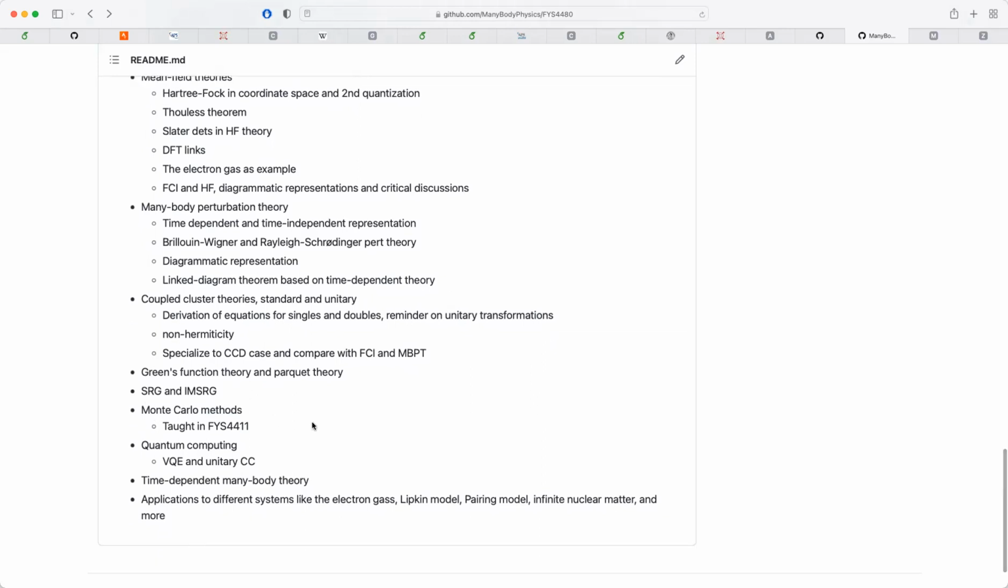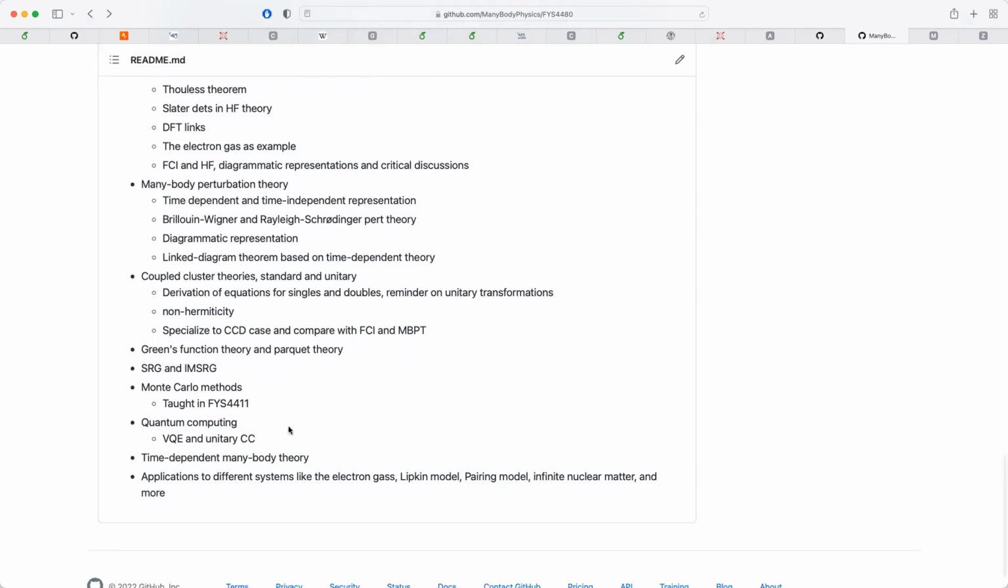Monte Carlo methods is actually a stochastic way of solving the same equation. And that is taught in Physics 4411. So we will not cover Monte Carlo methods here, but you will find them in the Jupyter book. And then in this course, we plan also to say something about quantum computing. And we are going to look at one algorithm, which is called the variational quantum Eigensolver, which is used to actually reformulate quantum mechanical many-particle problems on a quantum computer.